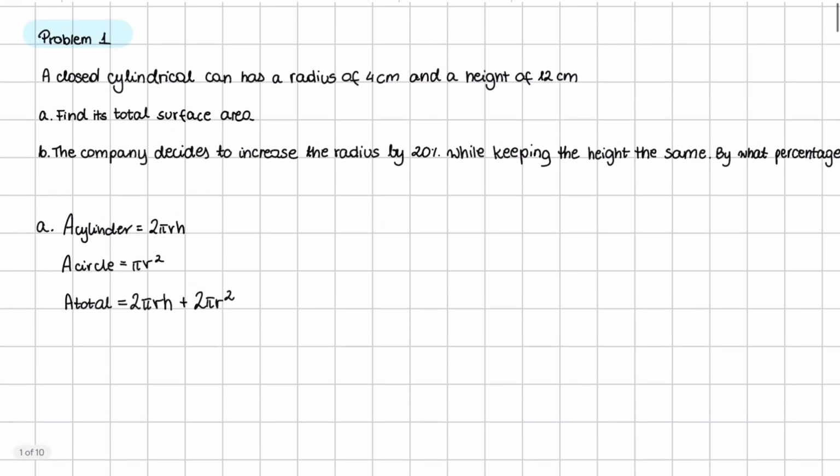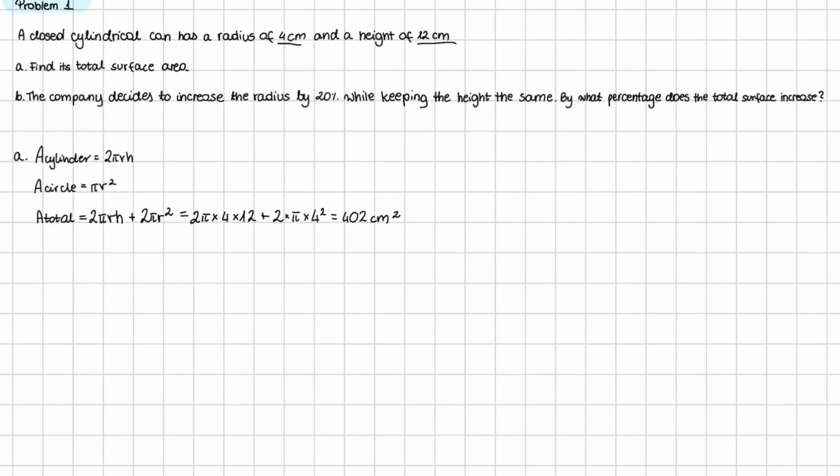And now we have to substitute our values, so we have a radius of 4 centimeters and a height of 12 centimeters, so 2 pi times 4 times 12 plus 2 times pi times 4 squared, and we have to calculate it. So our total area is 402 centimeters squared.